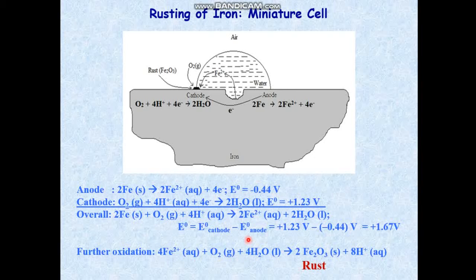because when we combine this anodic reaction with the cathodic reaction, we always subtract the anodic E0 value from the cathodic E0 value and finally get the overall electrode potential of the overall reaction.